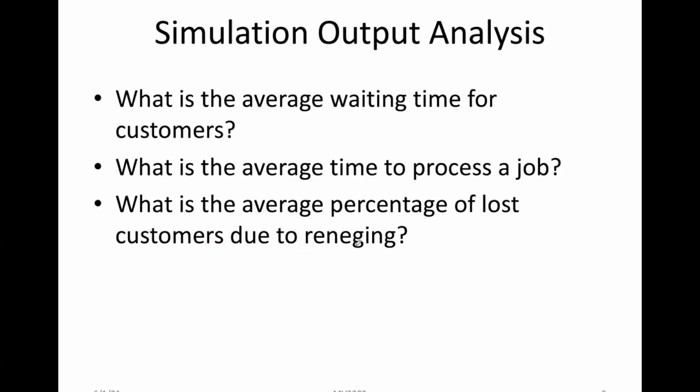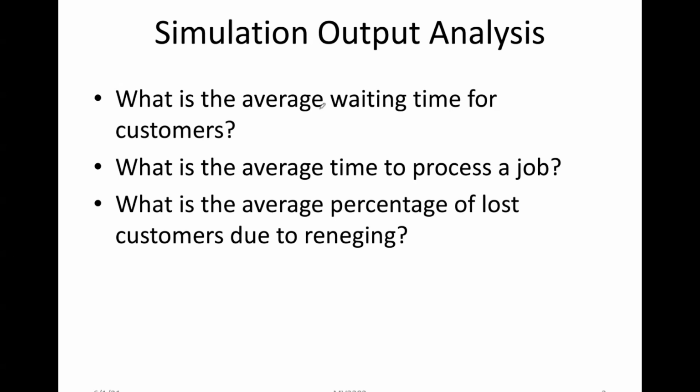Okay, so output analysis. Our canonical model is going to be our simple multiple server queue. Everything that we do applies to every model that we've talked about. So what types of questions might we have? What is the average waiting time for customers? What's the average time to process a job? In other words, not just the processing time, but the time from when the job enters to when it exits. That would be like the time in the system.